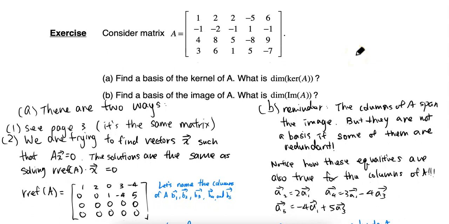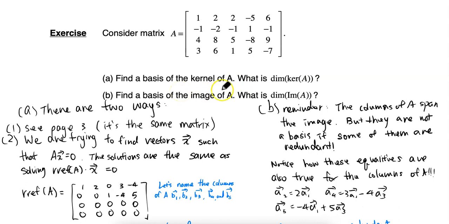Alright, now we are going to look at a big exercise. This matrix is exactly the same as the matrix on page 3, and the questions we are going to do, we've already done on page 3. This is just another way, in particular for the kernel, to find what the kernel of a matrix is. So find the basis of the kernel and what is the dimension of the kernel. So how many vectors are there in the basis? So this is really easy. Once we found the basis, we just count how many there are.